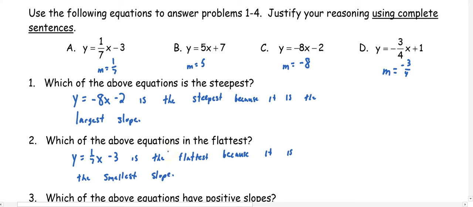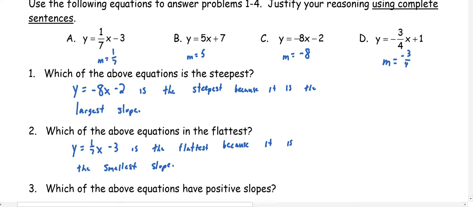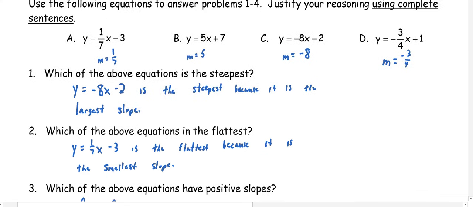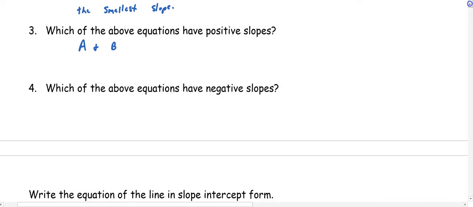So which of the following equations have positive slopes? Well, the positive slopes would be b and a. And which of the following have negative slopes? Negative slopes would have the negative sign, which in this case would be c and d.